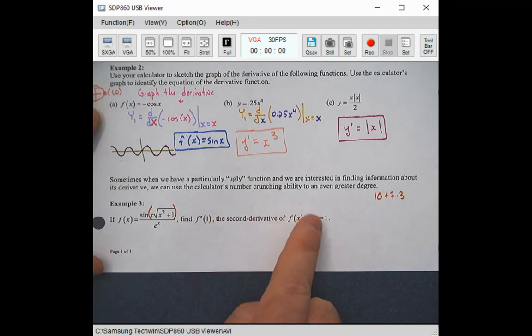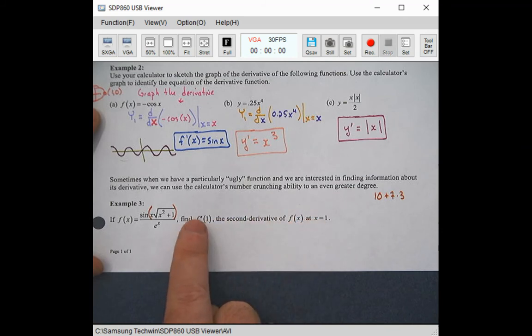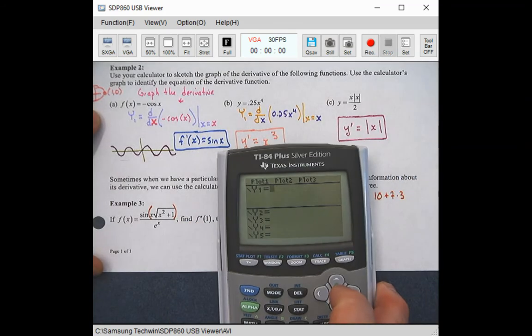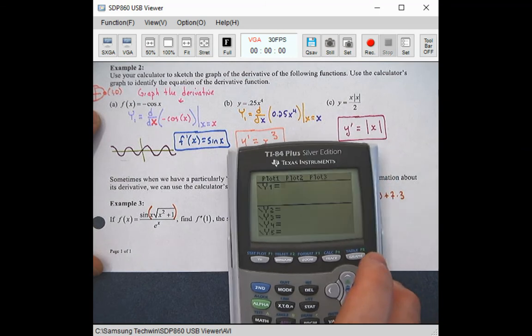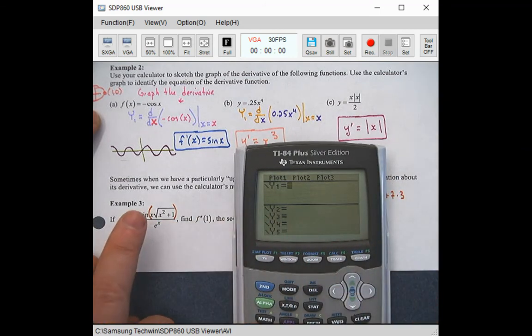the function at x equals 1, which we call f double prime or f prime prime. F double prime. Nobody ever says f prime prime. All right, so what I'm going to do first, I'm going to tell my calculator that I want to draw the derivative of this function.